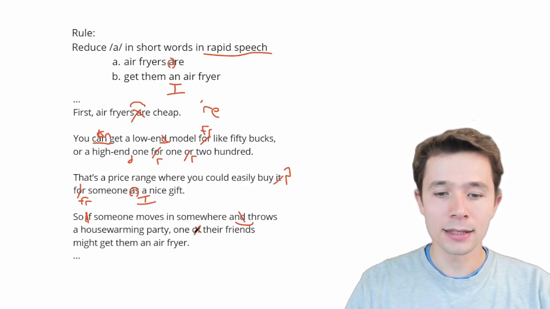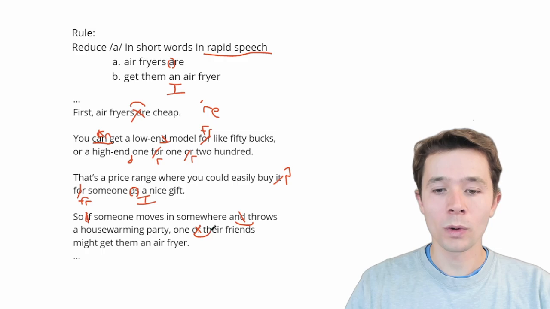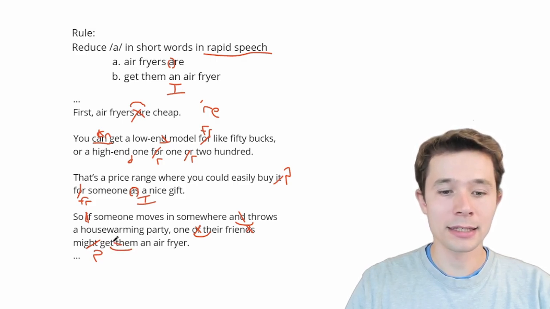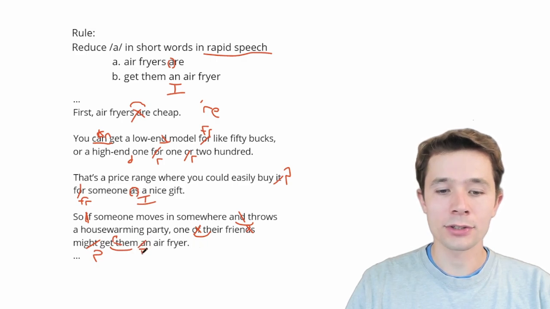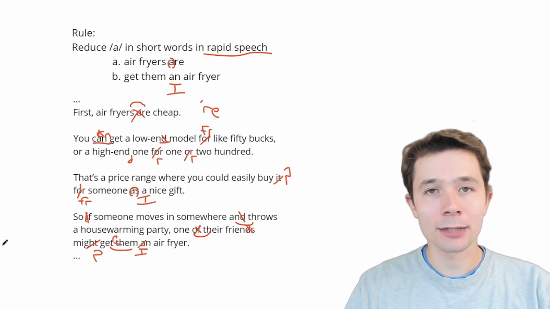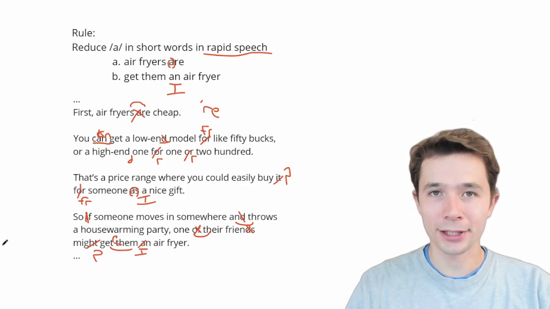One of their friends, take off the V in of, one of their friends, no D there in friends, one of their friends might get him, glottal stop here, get him, here we take off the TH in them, get him, now that T turns into that tapping T, get him an air fryer. That's a little tapping T symbol there, get him, it's not an R, get him an air fryer. Here that an air fryer gets turned into that I sound, might get him an air fryer. Let's read the whole thing all the way through.